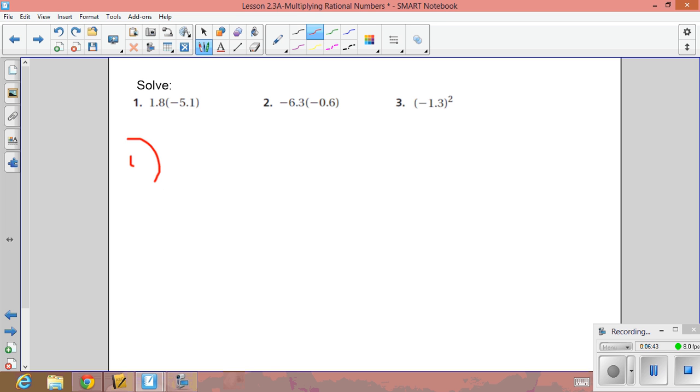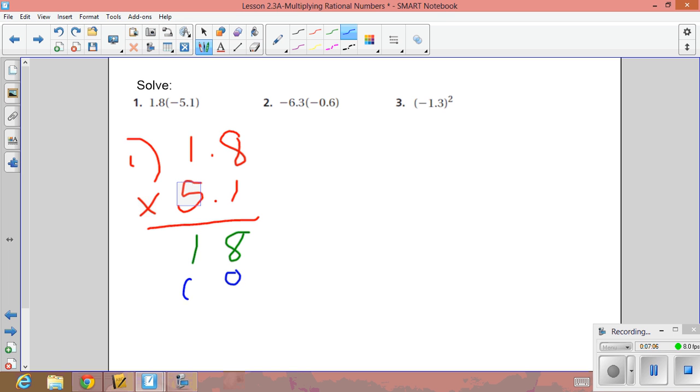Number 1, we're going to take 1.8. Do not worry about lining up the decimal places, and 5.1. And we're going to multiply. Worry about decimal places and negatives at the end. I'm going to start with the 1. 1 times 8 is 8. 1 times 1 is 1. Now I'm going to go to the 5. 5 times 8 is 40. 5 times 1 is 5, plus 4 is 9. I now add. 8 plus 0 is 8. 1 plus 0 is 1. 9 plus nothing is 9.